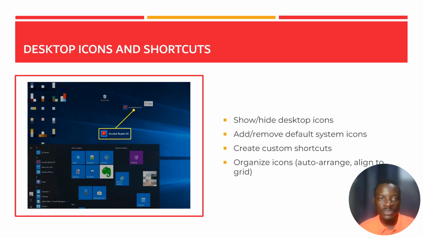Then the desktop icons. Desktop icons provide quick access to your files and programs. We'll explore how to manage them efficiently. So you can show or hide your desktop icons. You can add or remove default system icons that come with your system. You can also create custom shortcuts on your desktop and organize icons, which means you can auto arrange them, and align them to grid. So we'll be looking at all those features later. We have a separate practical video to cover all we have talked about.